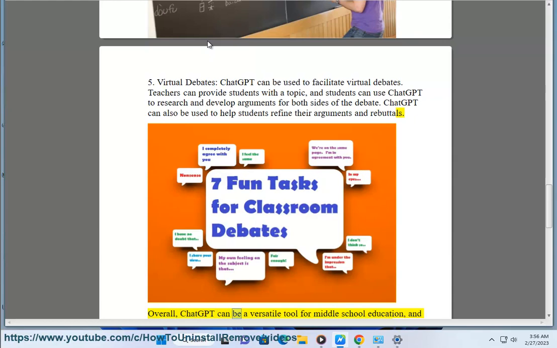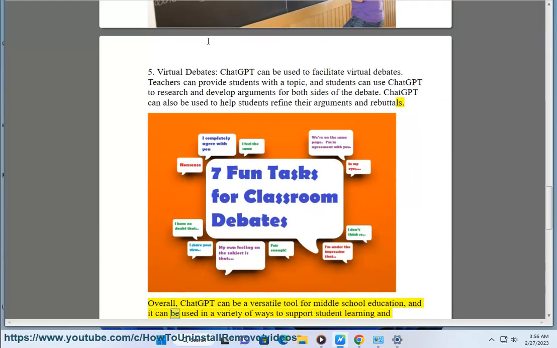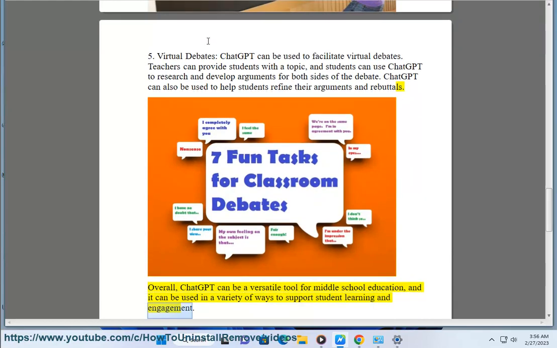Overall, ChatGPT can be a versatile tool for middle school education, and it can be used in a variety of ways to support student learning and engagement.